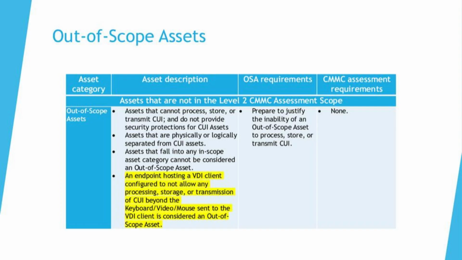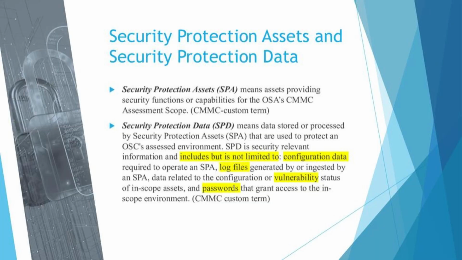If you can justify it convincingly, that endpoint is out. Hashtag 3, security protection data, SPD. Okay, we've touched on this term a few times, especially regarding SPAs and the FedRAMP rules. Let's formally define security protection data, or SPD. What is it exactly? Right, SPD is basically data that's generated by or used by your security protection assets to do their job. It's not the CUI itself, but it's data that's relevant to the security of the CMMC environment.